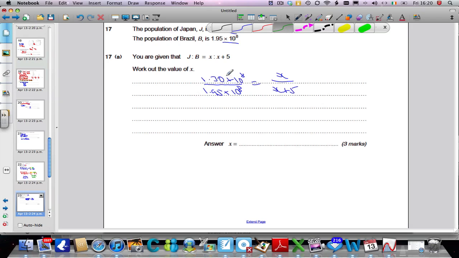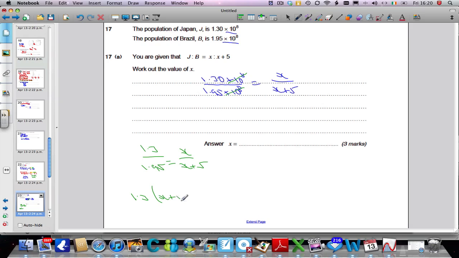First and foremost, I can divide top and bottom by 10 to the power of 8, so effectively getting rid of these. So I now know that 1.3 over 1.95 is equal to x over x plus 5. I'm going to cross multiply. So I get 1.3 times x plus 5 has got to be equal to 1.95x. Expand this out. 1.3x plus, 1.3 times 5 gives us 6.5, equals 1.95x.